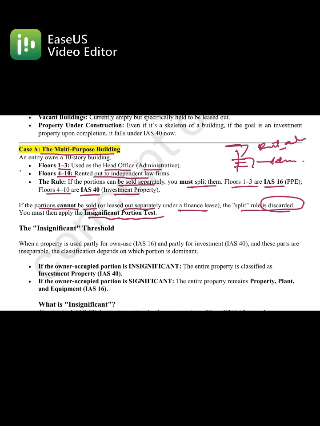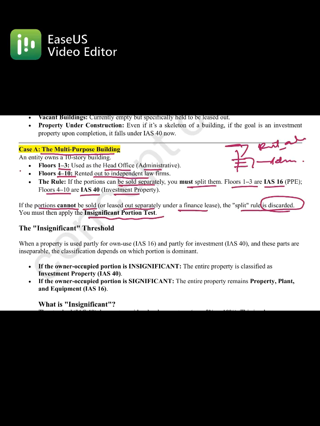You have a building, and let's say it has 10 floors. The first 3 are company-owned office, and 4 to 10 are rented out to others. So can you split it? The question is, can you split it? If the building parts can be sold or leased separately, then you have to split them. So the office part, that is the company-owned office, will be treated under IAS 16, while the remaining floors 4 to 10, the rental part, should be treated under IAS 40 investment property.